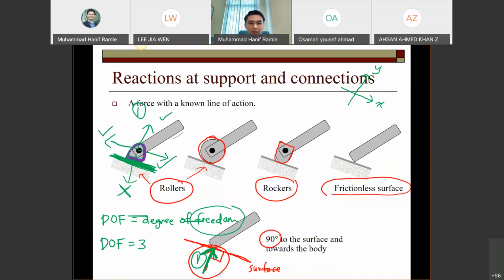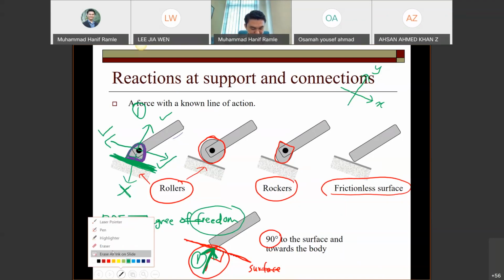Do you get the idea? Guys, do you get the idea? Can you repeat why it can't go downward?